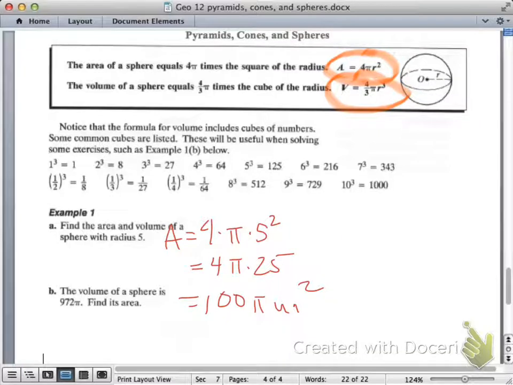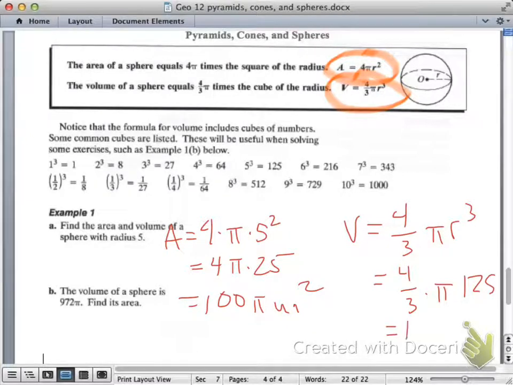The volume would be 4/3 times pi r cubed. So this is going to be 4/3 times, the radius is 5, so that's 125, 5 times 5 times 5. So it's 4 divided by 3 times 125, which is 166.7 pi units cubed. Those are the types of questions you're going to be doing. Okay, thank you.